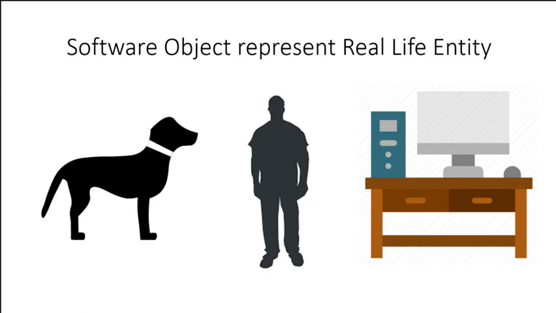Objects do not need to be physical. Your address can also be an object. Depending on our application, we can frame objects. Like a graphical program may have objects such as circle, square, list, and many more. Similarly, an online shopping system may have objects such as customer, product, shopping cart, and so on.